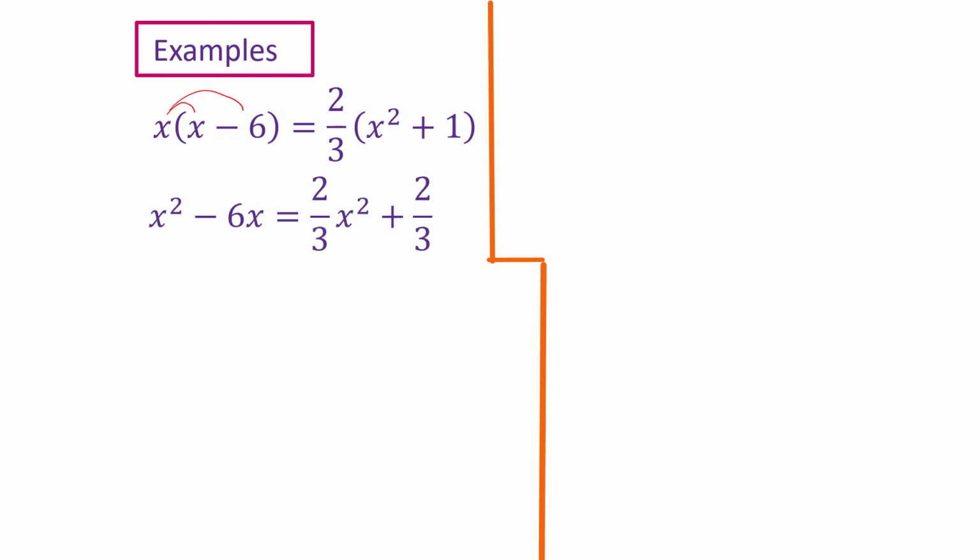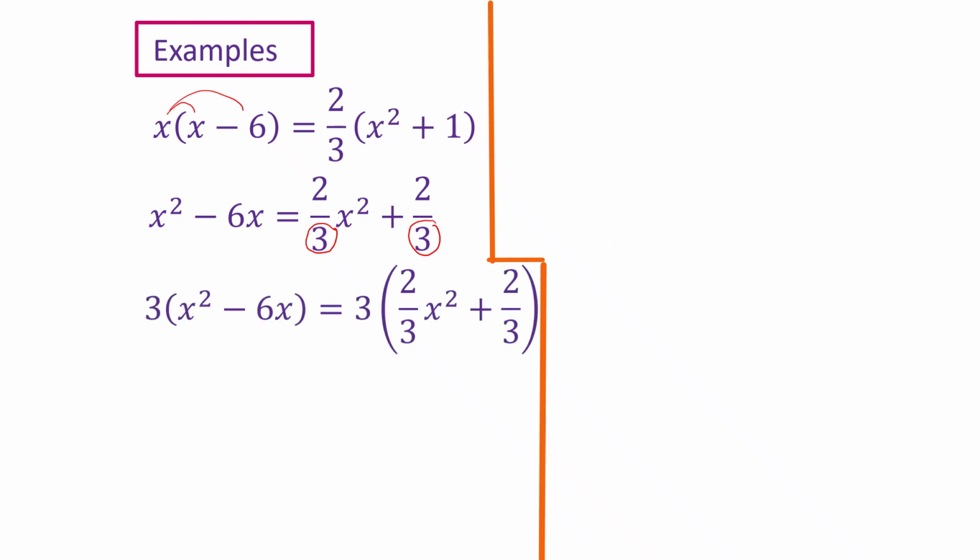Do the same also for the right hand side. Take 2/3 times x squared and 2/3 times positive 1. Like what I mentioned earlier on, look at the denominator of your fractions. To get rid of it, we're going to multiply the left and the right with 3. This is what we end up with. There's another bracket here where we're going to expand it to get 3x squared minus 18x. And of course, the purpose of multiplying with 3 is to get rid of the fractions, so you end up with only 2x squared plus 2.